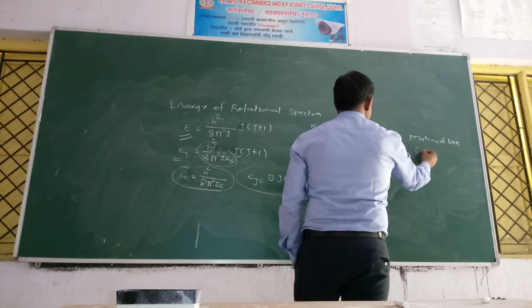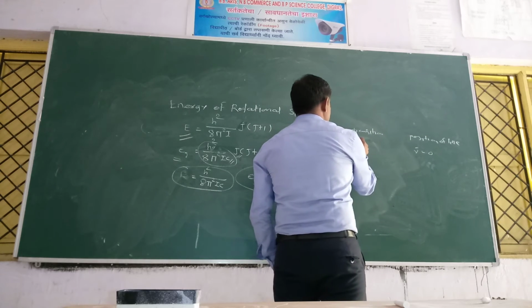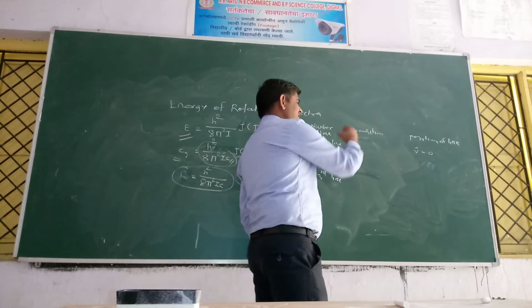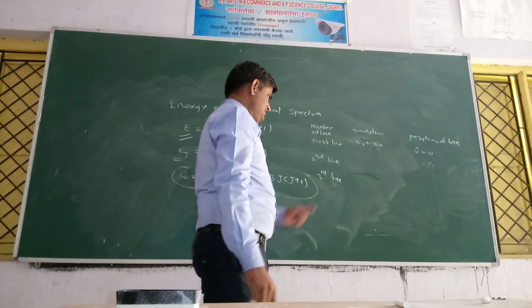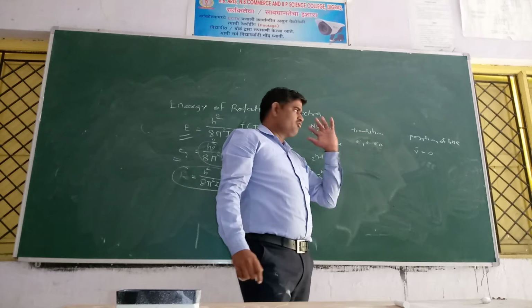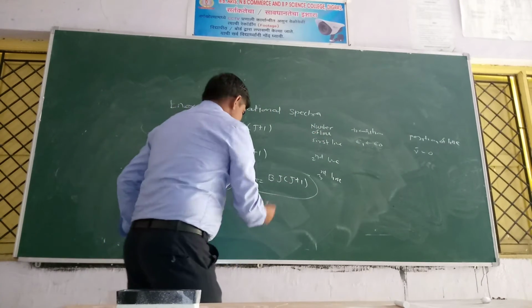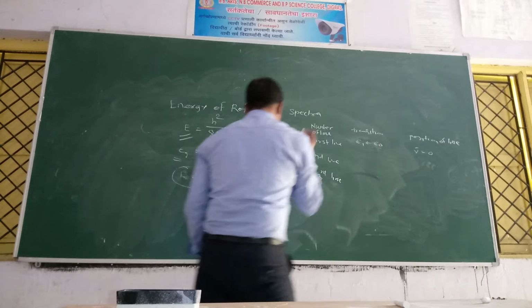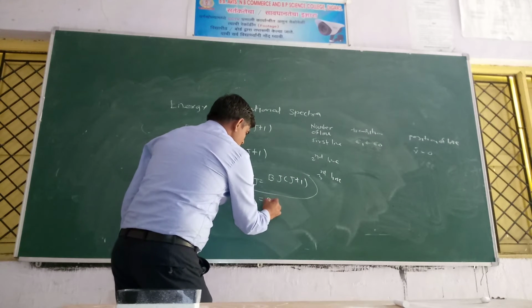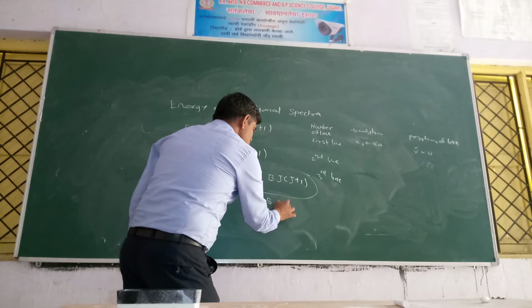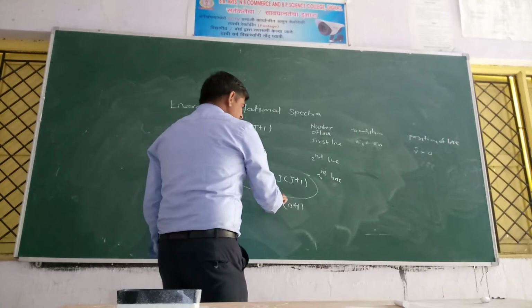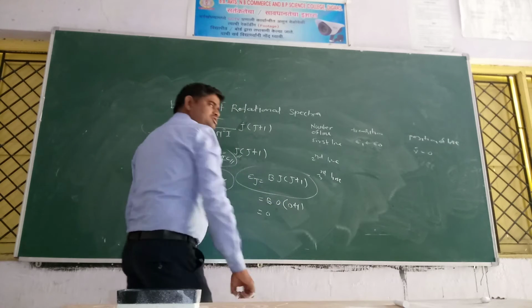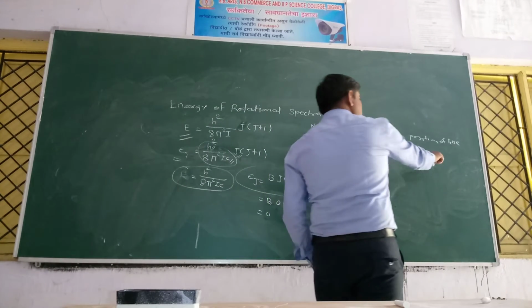Mu bar is equal to 0. Which transition gives this line? The transition epsilon 0 to epsilon 1. How do we get this line? For J is equal to 0, putting this value in the equation, 0 times 0 plus 1, 0 plus 1 means 1, but multiplied by 0, all this value is 0. The first line is mu bar is equal to 0.